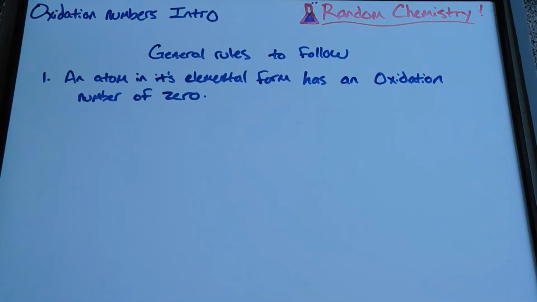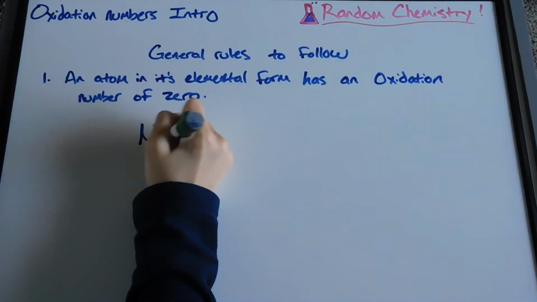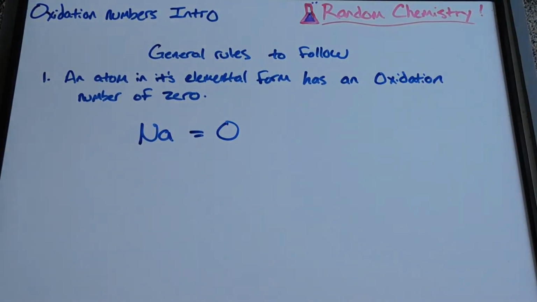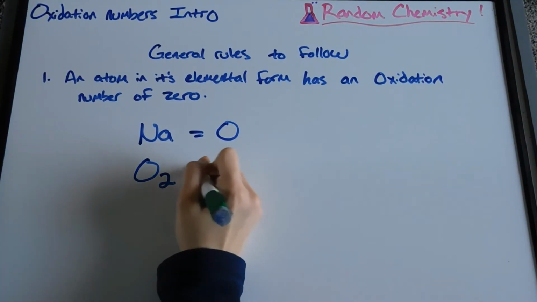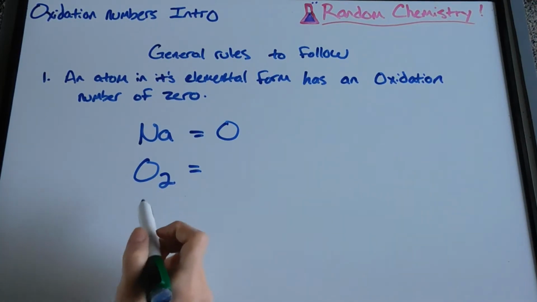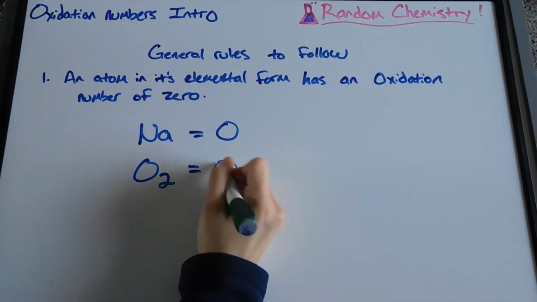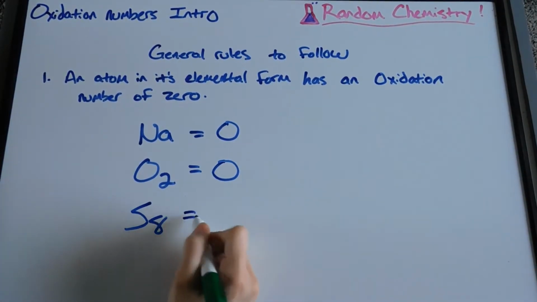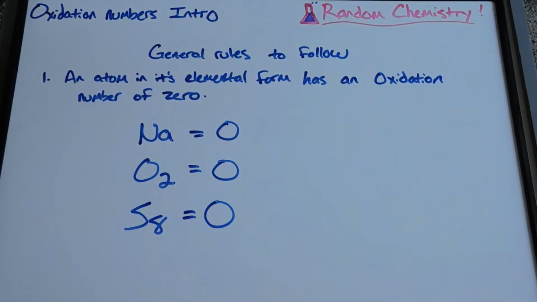The first rule is that an atom in its elemental form has an oxidation number of 0. So, for example, the atom sodium has an oxidation number of 0. O2 gas, even though this is a formula, it's still a single element, so the oxidation number is 0. Sulfur gas, even though there's 8 of them, it's still an oxidation number of 0. As long as it's not an ion, the oxidation number will be 0.